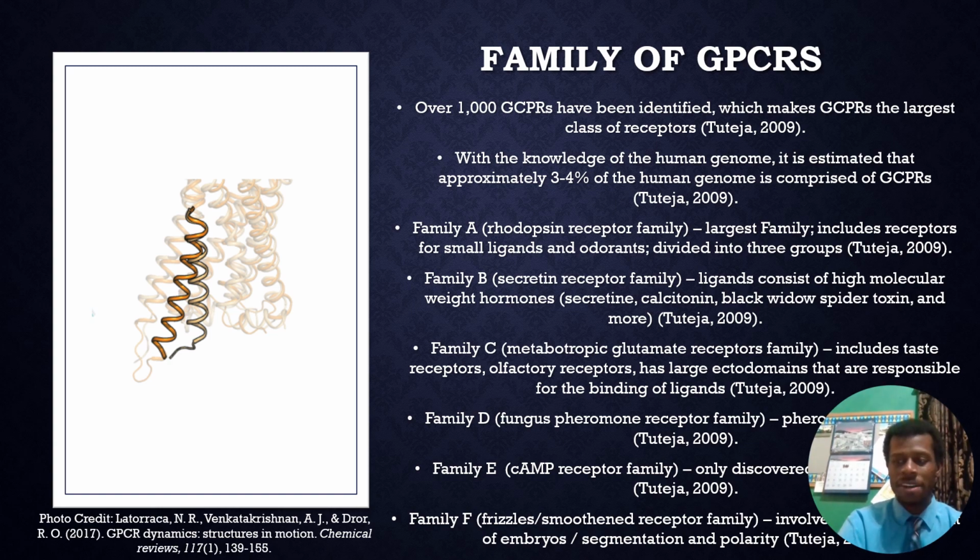Family D is called the fungus pheromone receptor family, and it contains the pheromones, which also collaborate with GI as well. Family E is called the cAMP receptors, and they're only found in certain species. And family F is called the frizzled smoothened receptor family, which is involved in embryonic development and also in cell polarity and cell segmentation.